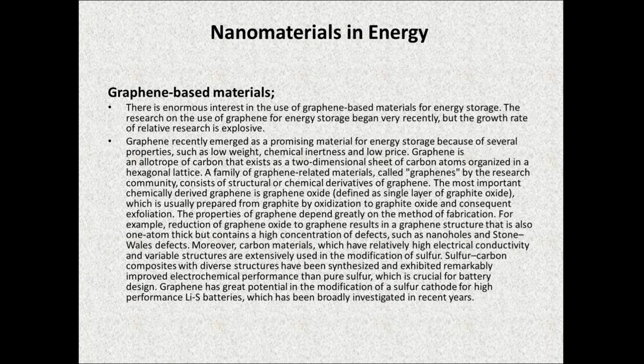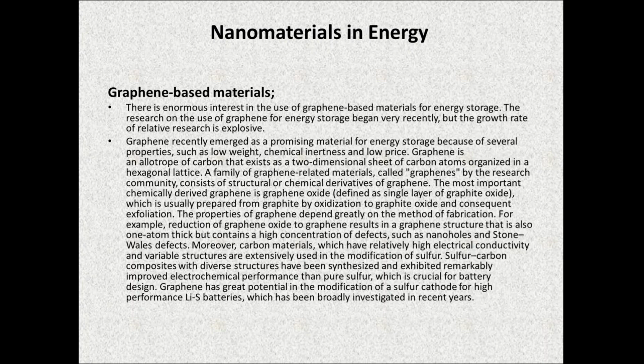Graphene is an allotrope of carbon that exists as a two-dimensional sheet of carbon atoms organized in a hexagonal lattice. A family of graphene-related materials, called graphenes by the research community, consists of structural and chemical derivatives of graphene.